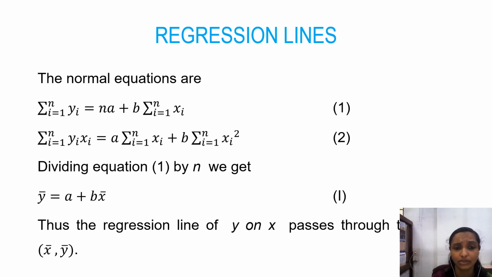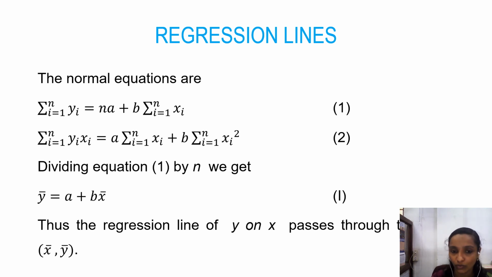Now, to obtain the regression line, we have to consider the normal equations as equations 1 and 2 respectively. First, we have to divide equation 1 by n. Summation yi by n is y bar, and summation xi by n is x bar.